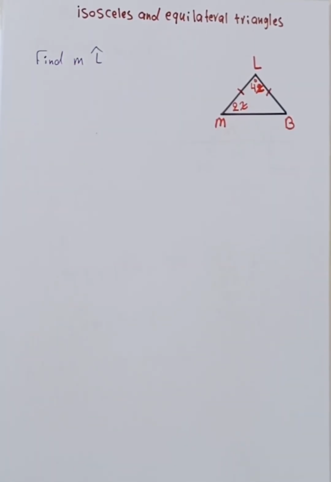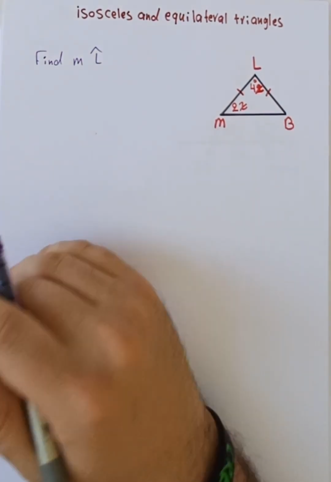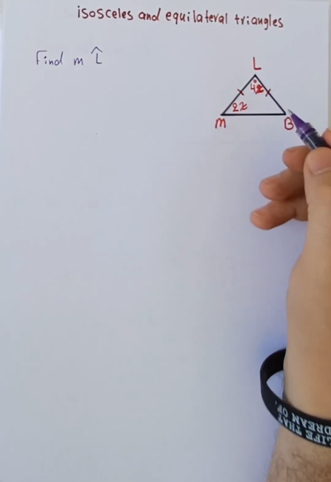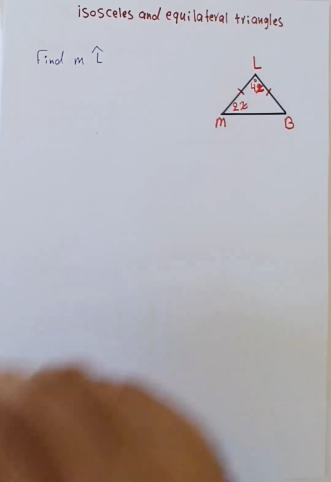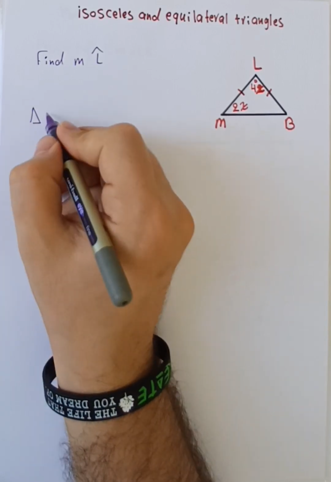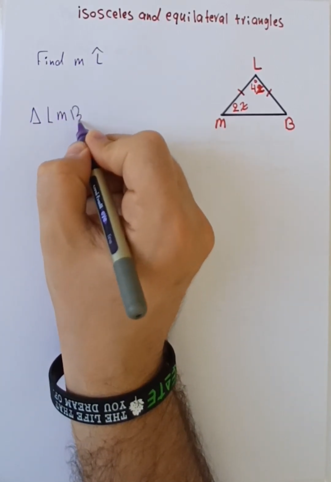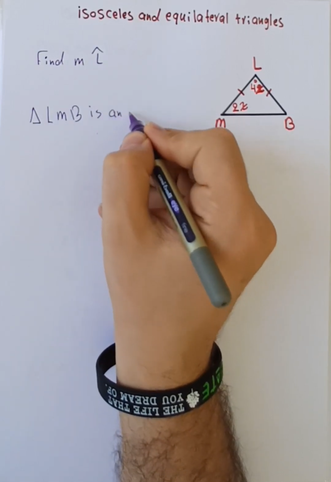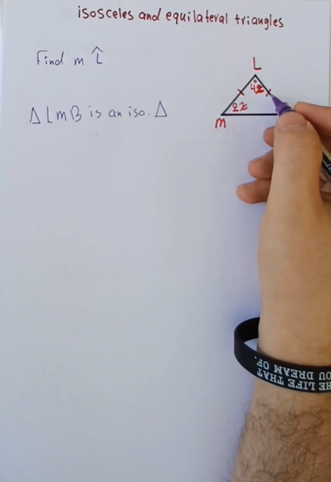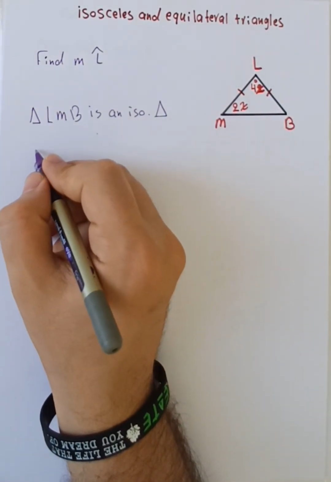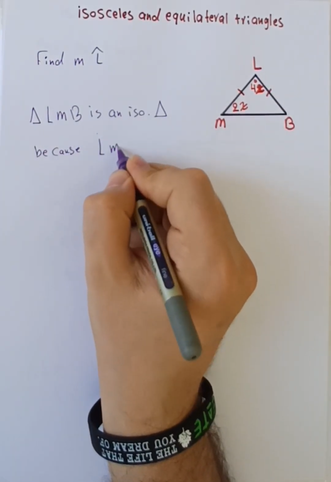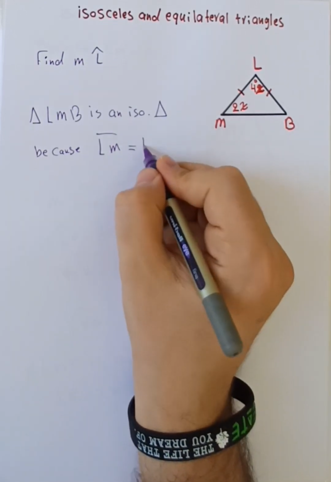After that, we have this example. We have this triangle. We have to find the measure of angle L. The measure of angle L is given by the expression 4x, and the measure of angle M is 2x. First of all, we can say this triangle LMB is an isosceles triangle because these two sides are equal, because the length of LM is equal to the length of LB.